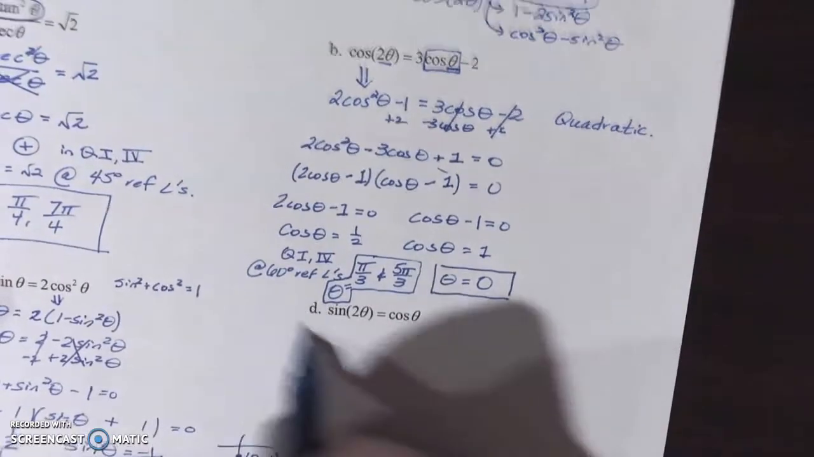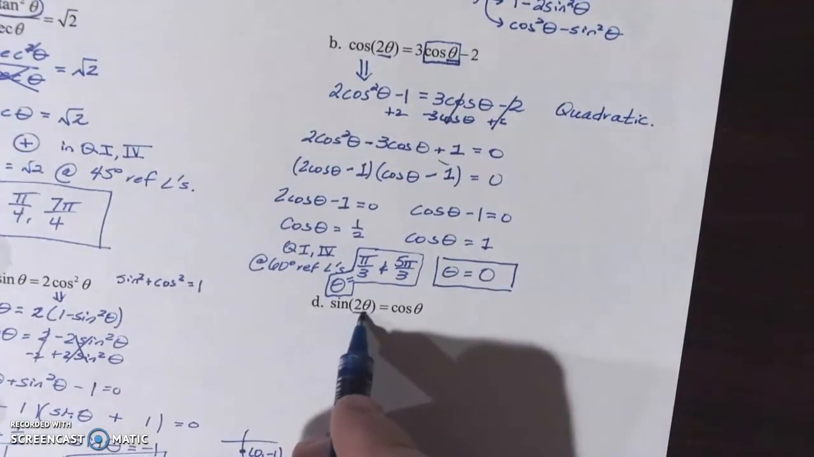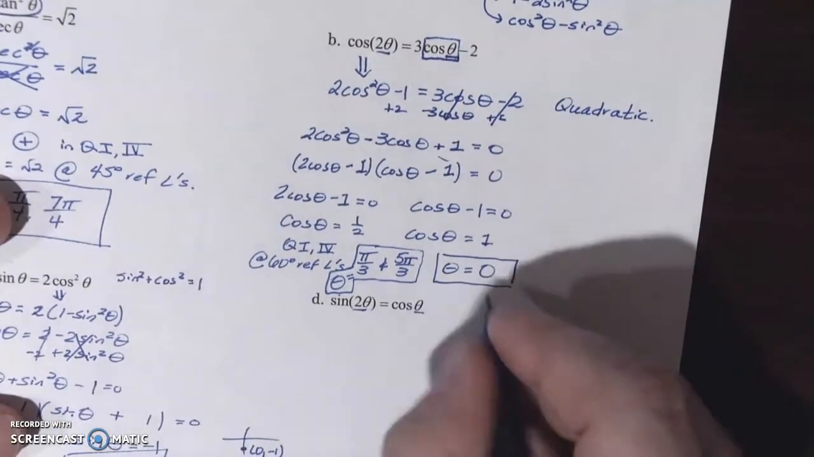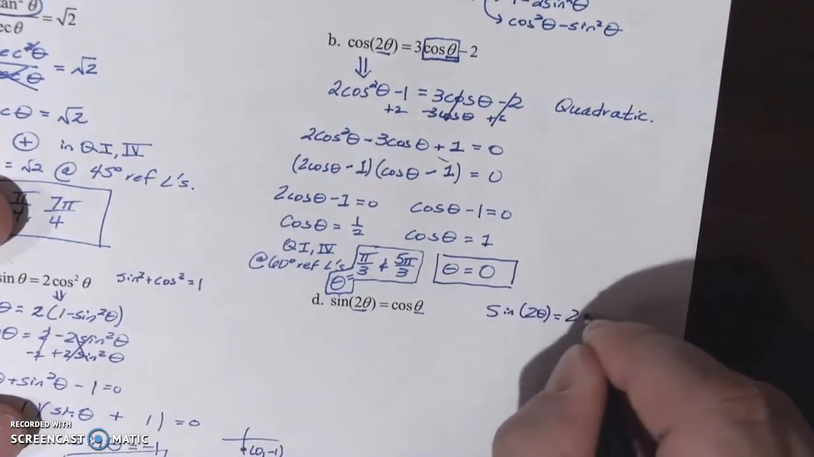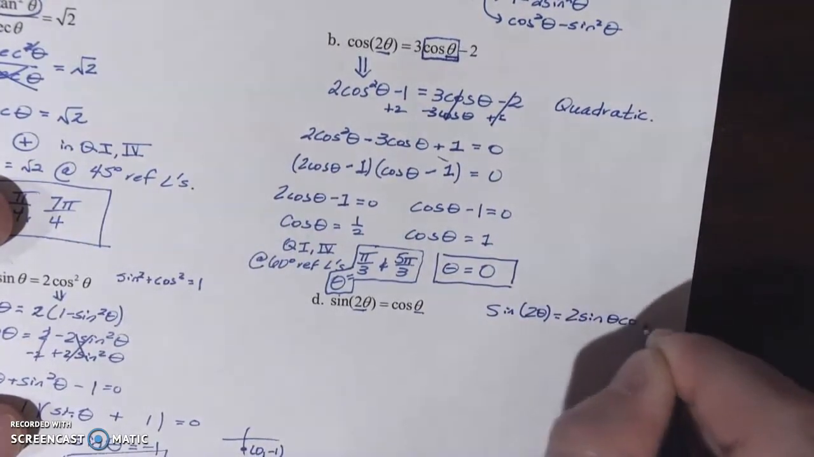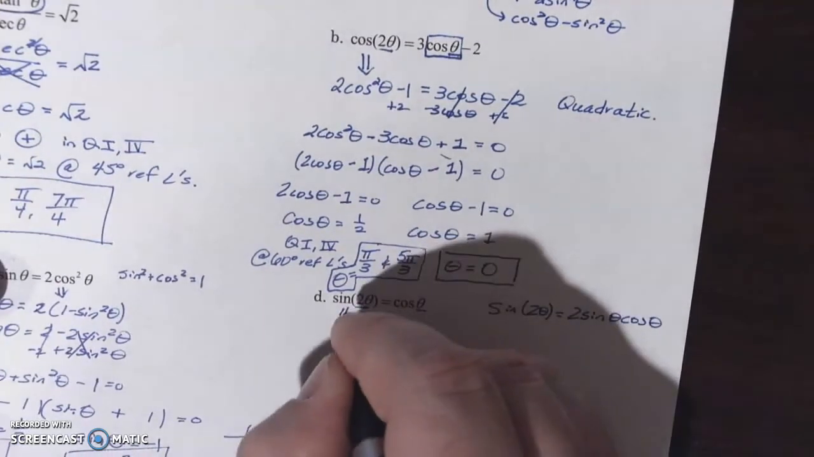Last but not least, we have a sine 2 theta and a cosine theta. What's the issue? The issue is we have 2 different angles, a 2 theta and a theta. Luckily for us, you just learned some identities in our last section, 7.3. That double angle identity will give us the same angle. Theta's all around, so let's use it.